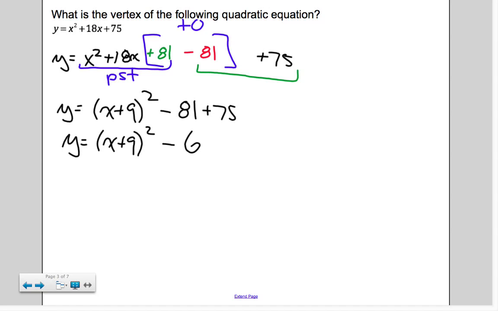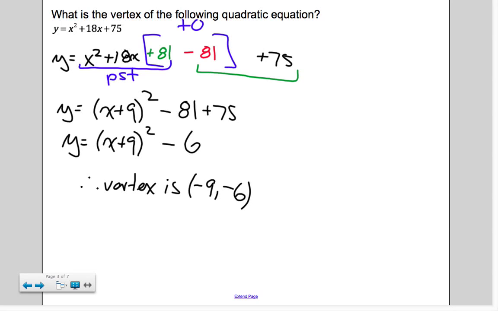Now what is my vertex? 9, negative 6, or negative 9? It's negative 9, comma, negative 6, right? This one stays. The y value stays. You need the opposite for that. So now my vertex is negative 9, negative 6.